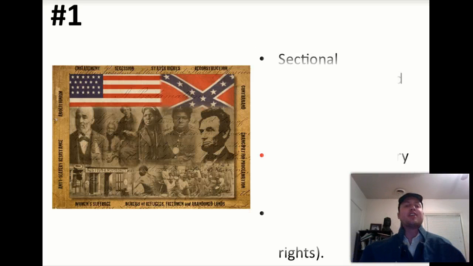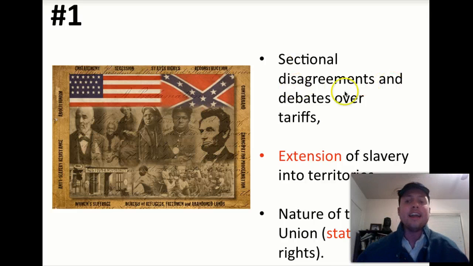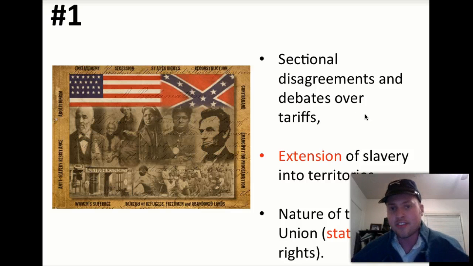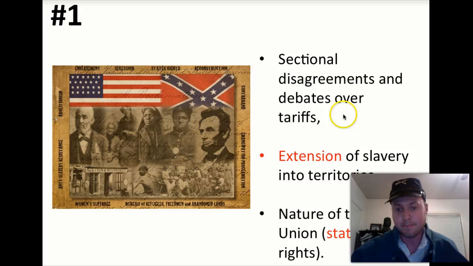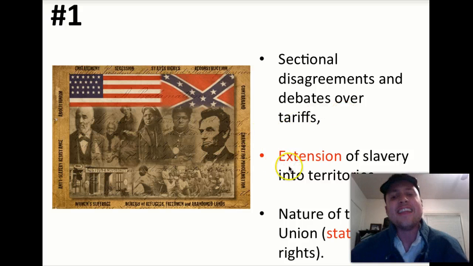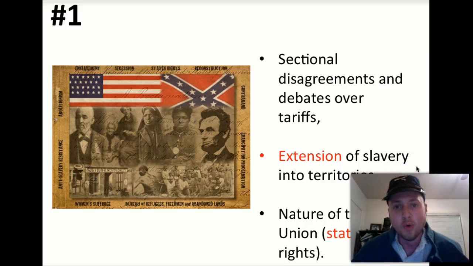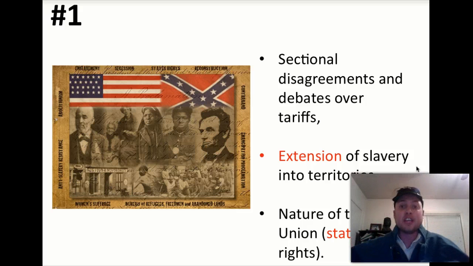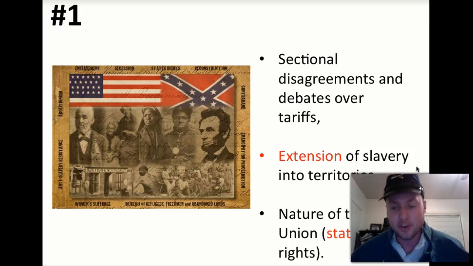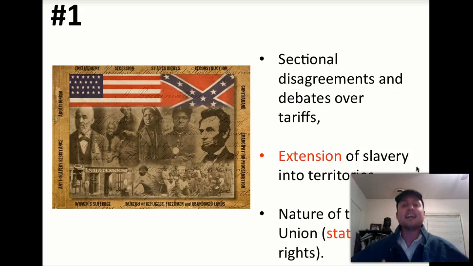Question number one, first things first, sectional disagreements and debates over tariffs. Remember, a tariff is a tax on an import. The South hated tariffs, the North liked tariffs, so those two sides disagreed. Point two, red word, the extension of slavery into the territories. Everybody likes to say, well, what was the cause of the Civil War? Oh, it's slavery. Well, you're right, but the better answer is the extension of slavery. Will slavery spread into the territories? So they're debating over that. And lastly, the nature of union. What is this United States of America? Are we one country, or are we a group of states that all kind of loosely join together?